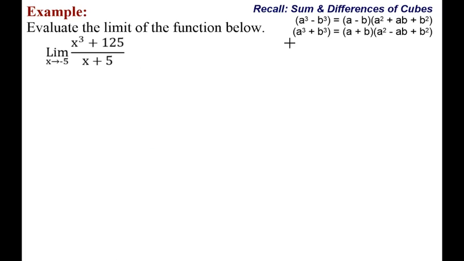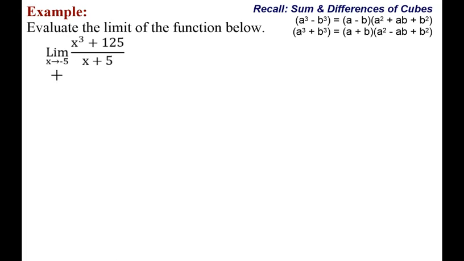Our last example that we're going to look at for the factoring has you recalling the sum and differences of cubes. So if you look to the right-hand side, this is a reminder of what the differences of cubes formula is. So in this case, if we were to plug in -5, again, on the numerator and denominator, we get 0 divided by 0. So therefore, we have to use the factoring method in order to solve.